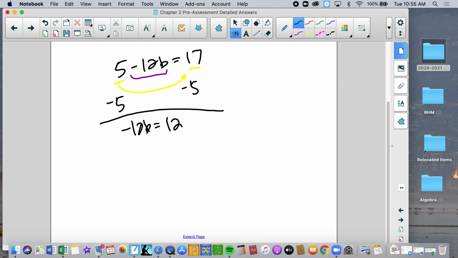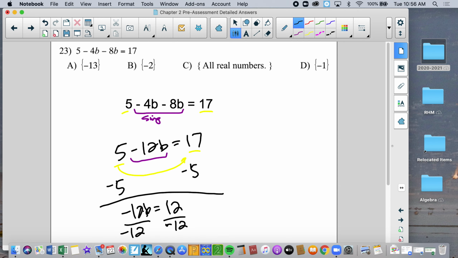Now I'm still isolating the variable b. Negative 12 is multiplying it. The inverse of multiplying by negative 12 is dividing by negative 12. b equals negative 1. 12 over negative 12 gives me negative 1. 12 over 12 equals 1. A positive divided by a negative is a negative. So my answer is negative 1.